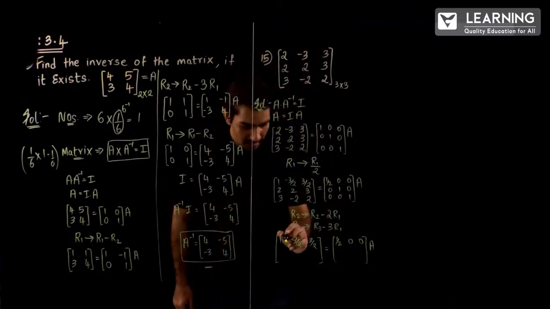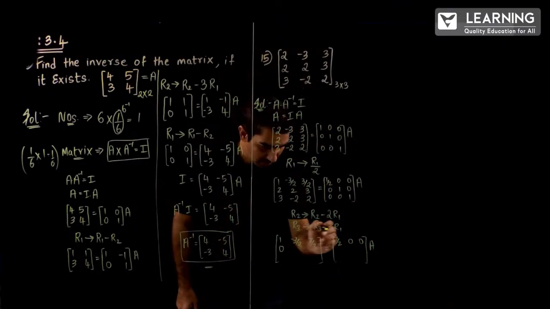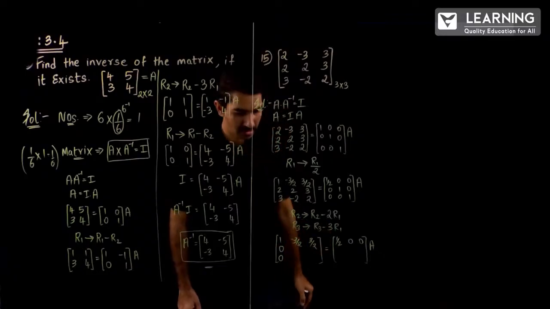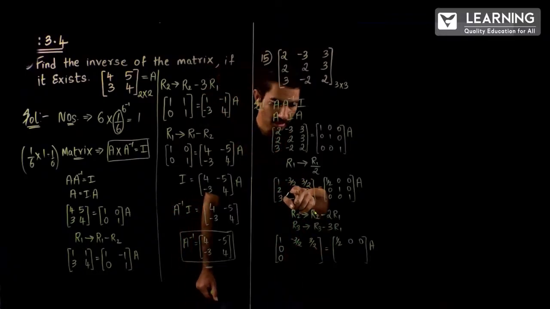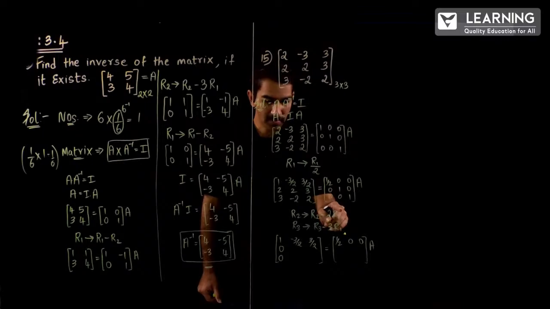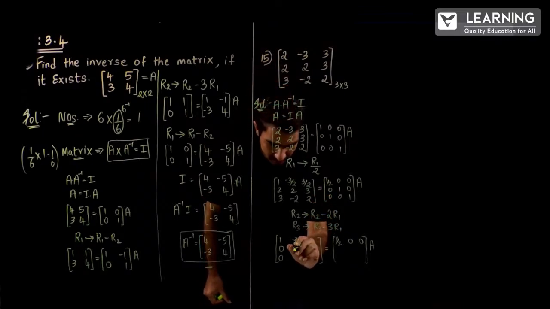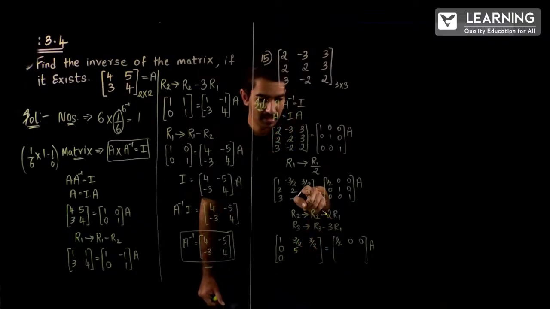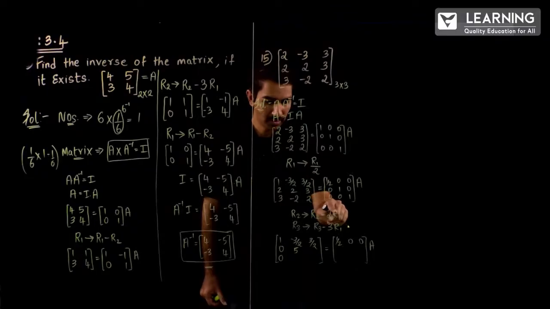R2 minus 2R1, 0. R3 minus 3R1, 0. Finished. Now do this. R2 minus 2R1, 2 minus 2 times minus 3 by 2. Minus into minus will become plus, 2 and 2 will get cancelled. 2 plus 3 is equal to 5. Write 5. Next, R2, 3 minus 2 times 3 by 2.